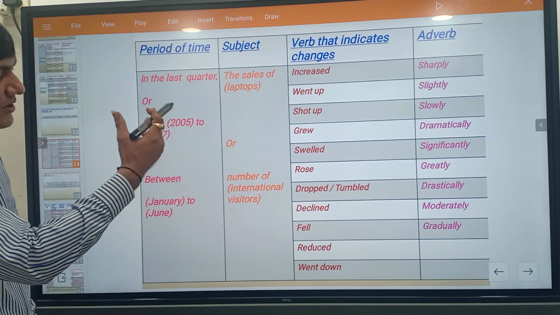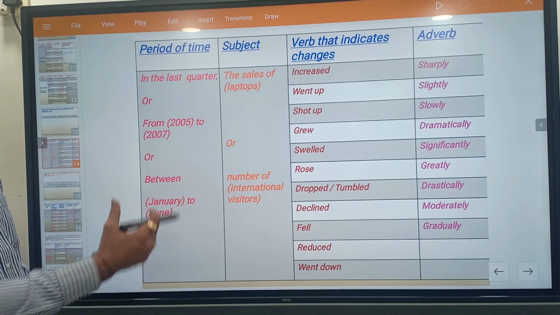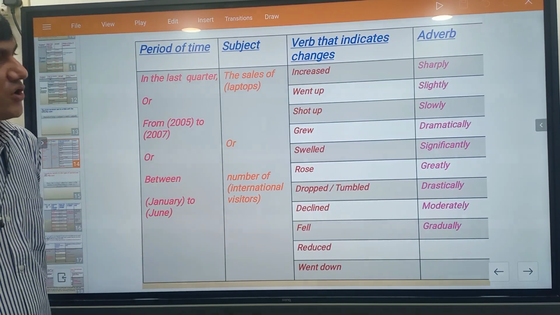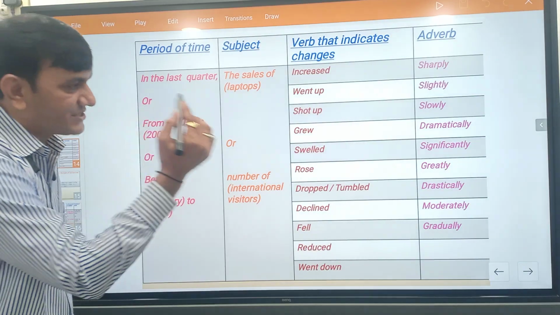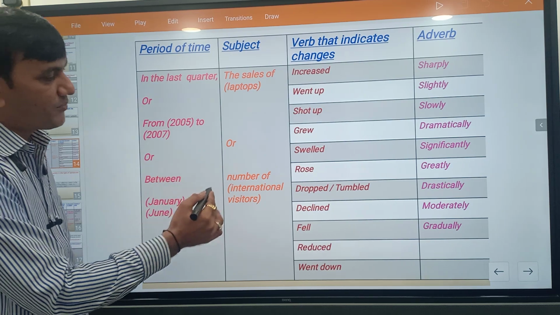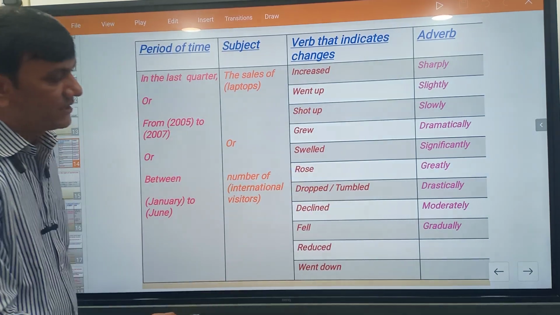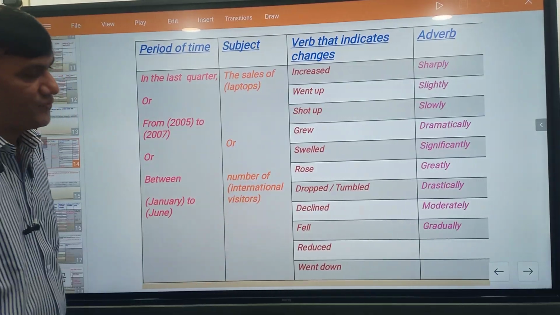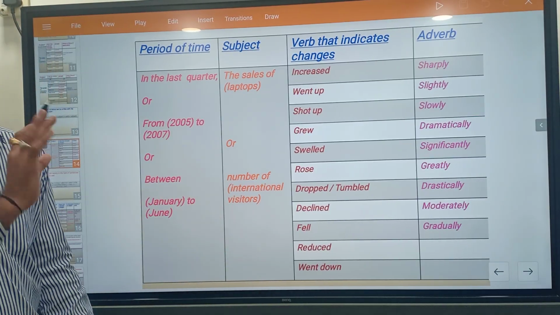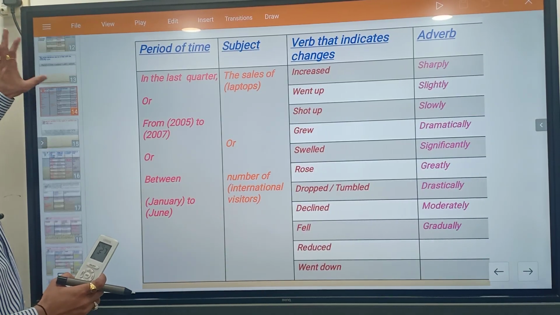Sales of laptops or number of international visitors, subject, then increased sharply, went up slightly, shot up slowly, grew dramatically, swelled significantly, rose greatly, dropped or tumbled drastically, declined moderately, fell gradually and reduced or went down. So this is how you can use it, right?